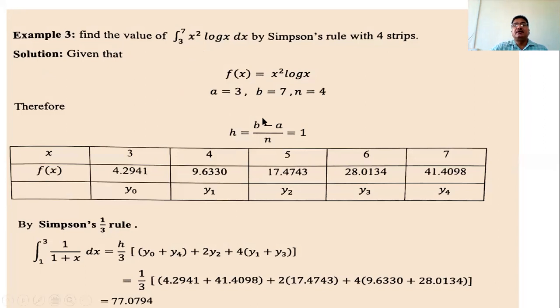So in the next lecture, we will see such examples. Then the answer of this problem. What is the Simpson's 1/3 rule? Integration from 1 to 3 of 1 by (1 plus x) dx. That is the given integration.